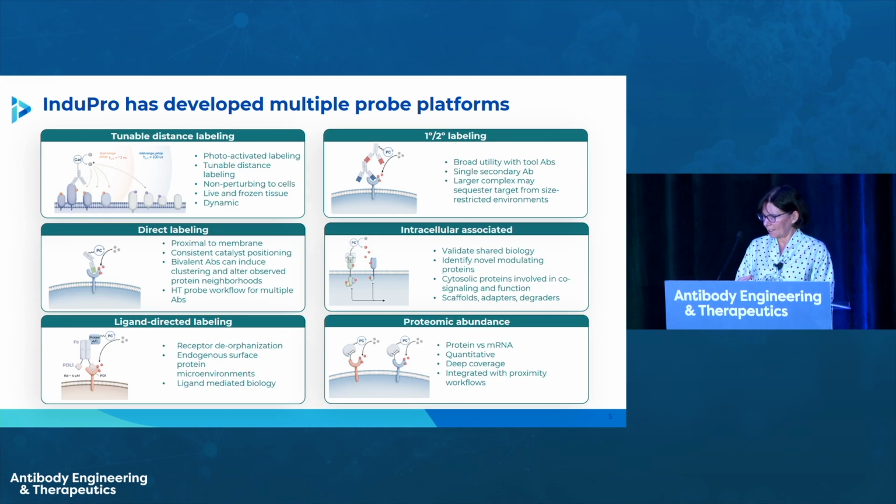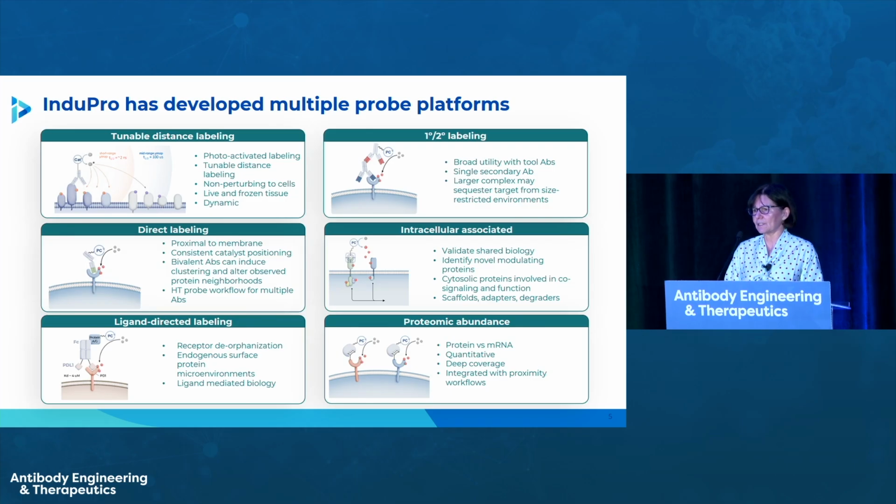As I've just described, there's this tunable distance labeling that we can do. If there's concern that an antibody is too bulky and may disrupt the inherent architecture of proximity of different proteins, you can label directly. You can also use this by tethering a photocatalyst to a ligand to deorphanize receptors.